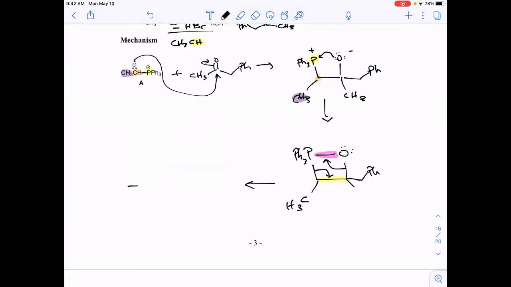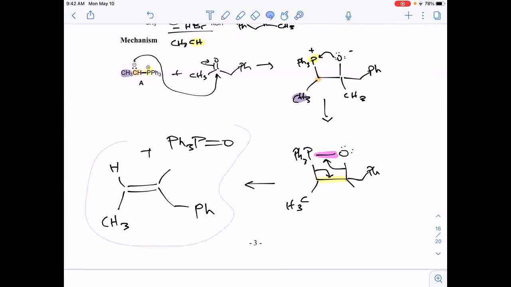So I end up with this alkene, and then on the other side is here. And then plus that, right? Questions? Any questions about any of that?